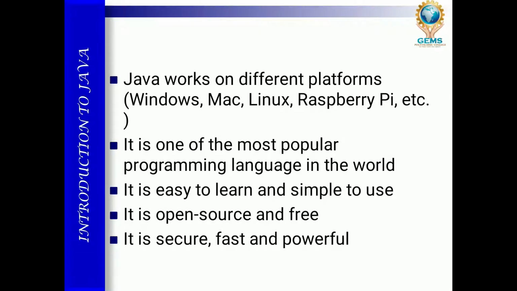What is the meaning of platform independent? It means it can execute on any platform. It may be the Windows operating system, the Mac operating system, the Linux operating system, or the Raspberry operating system. Whatever kind of operating system it may be, Java can execute on it. It's called machine or platform independent. That's why Java became platform independent.